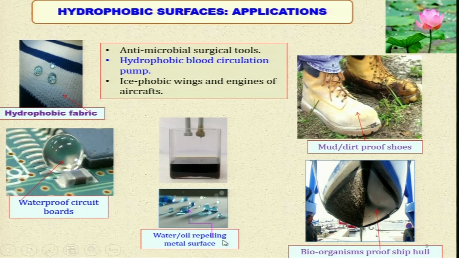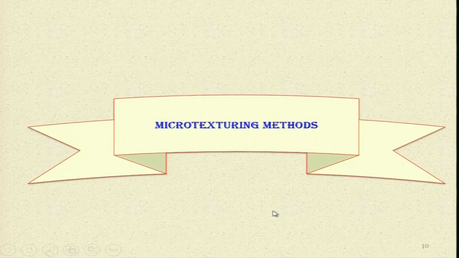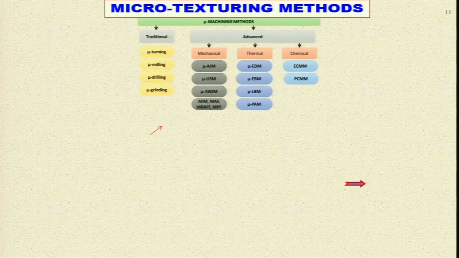So, this is how you can see water being repelled by a metal surface. You can see a metal surface or it may be another hydrophobic surface. So, the water is being repelled from the surface over there. Microtexturing methods: there are various methods by which you can create the microtexture on metallic and non-metallic surfaces. Let us see some of them.